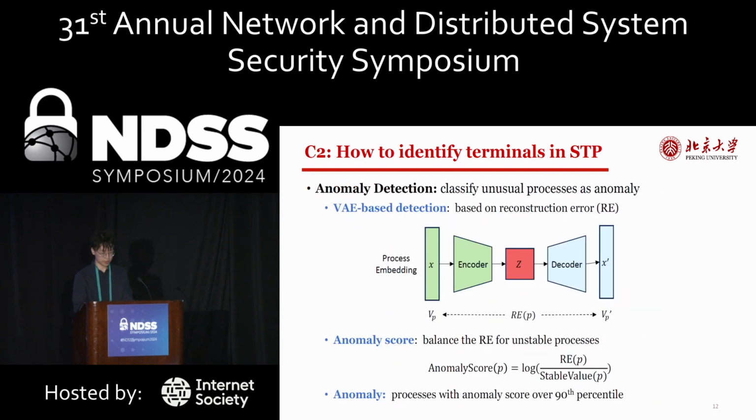After getting the process embedding, we use historical benign data to train a VAE model offline to learn the normal behavior of processes. Then we can calculate the anomaly score based on the reconstruction error, to filter out the suspicious processes as terminals. We introduce a stable value to balance the reconstruction error for unstable processes. The processes with an anomaly score higher than the 90th percentile are considered as terminals in the current time window.